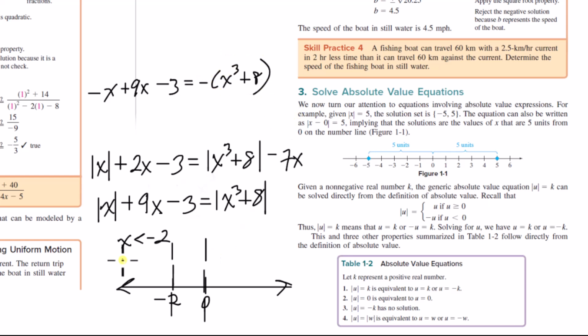So when x is less than -2, this accounts for the scenario where we remove both absolute values and put negative signs out front. So now we have this equation here where we removed both absolute values and put a negative sign out front. So let's solve this. Minus x plus 9x is 8x.